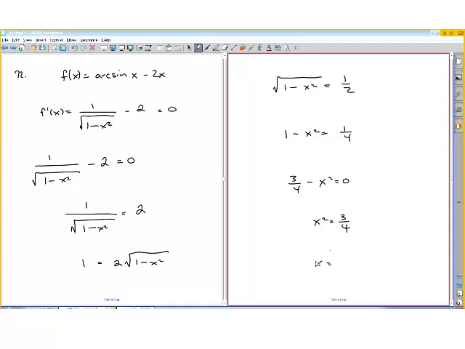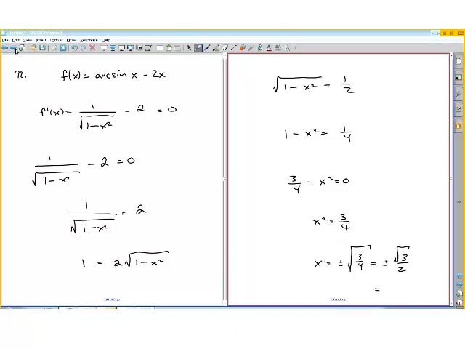And then if we take the square roots, x is equal to plus or minus the square root of 3/4, which is plus or minus the square root of 3 over 2. So that's the value of x, those 2 values of x. Now, are those within our limit of from -1 to +1? Yes, because the square root of 3 is going to be less than the square root of 4, which is 2. So the square root of 3 is less than 2, so it's a fraction. It's a number between 0 and 1. So that's the location of the relative extrema.